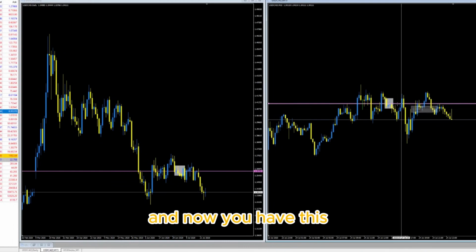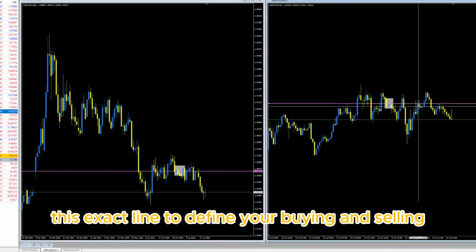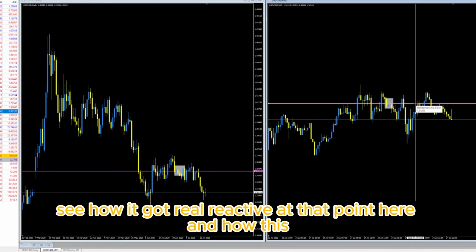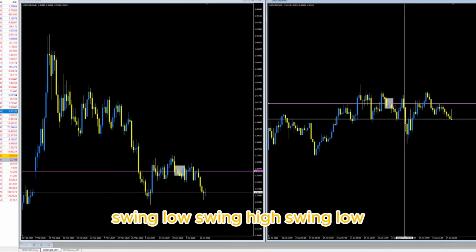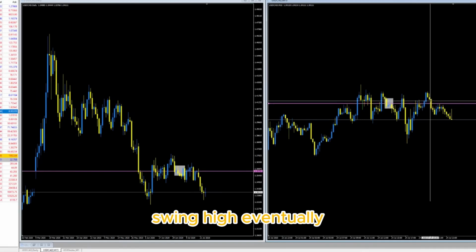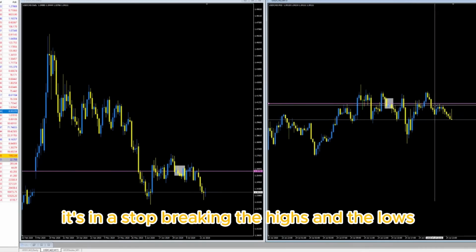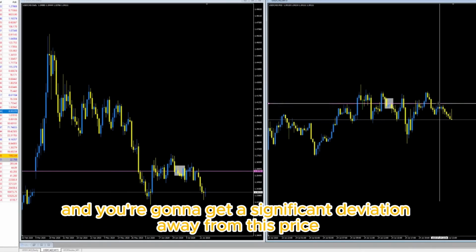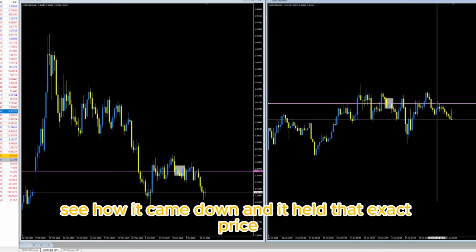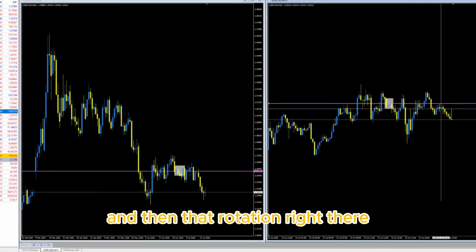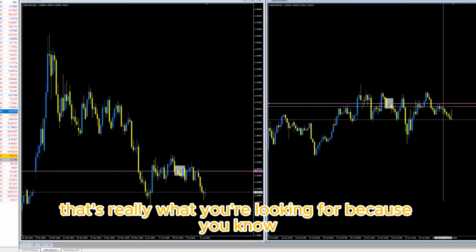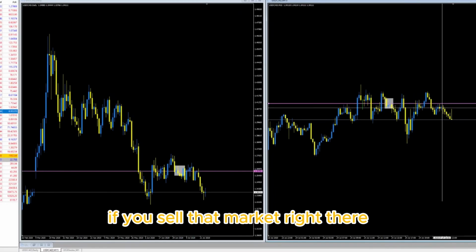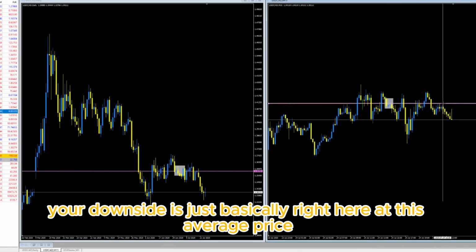And now you have this exact line to define your buying and selling. See how it got real reactive at that point here? And how this move starts to mature. Swing low, swing high, swing low, swing high. Eventually, it's going to stop breaking the highs and the lows, and you're going to get a significant deviation away from this price. See how it came down and it held that exact price? And then that rotation right there? That's really what you're looking for. Because if you sell that market right there, your downside is just basically right here at this average price.